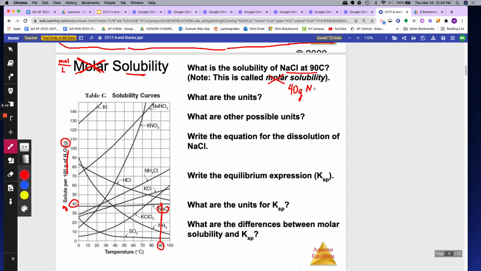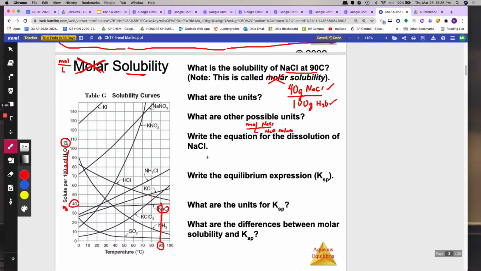of NaCl for every 100 grams of H2O. Now you have to be careful because they're all different. These are the units, grams NaCl per grams of H2O. There are other possible units that they might have on the y-axis, so you just have to be careful. It could be moles of NaCl for every liters of H2O, which would be molar solubility. Oh, I'm sorry, liters of solution, total solution.